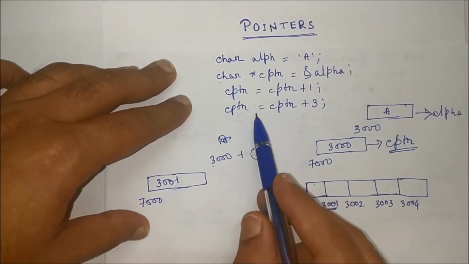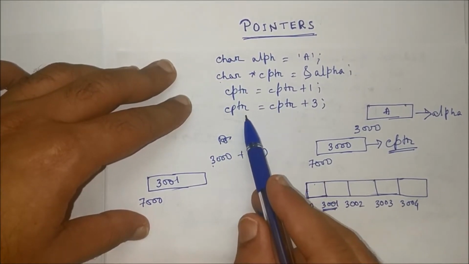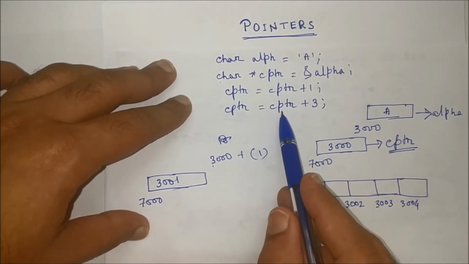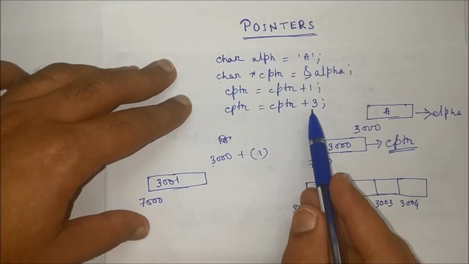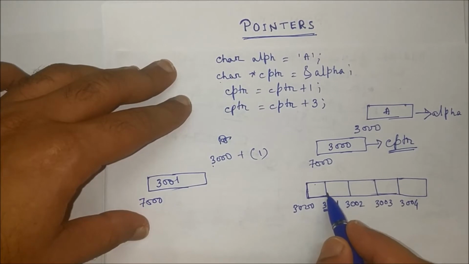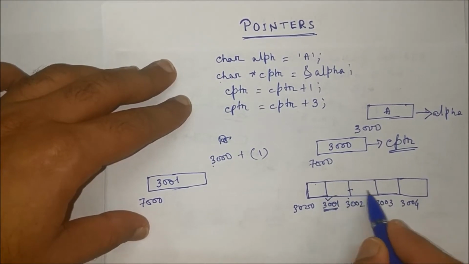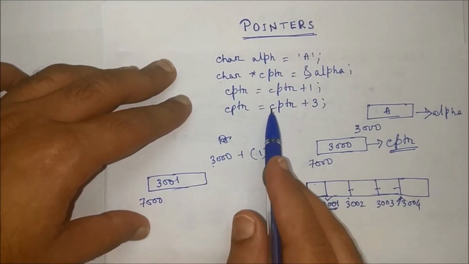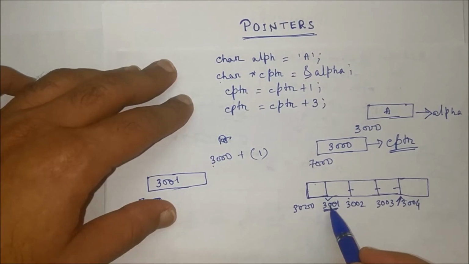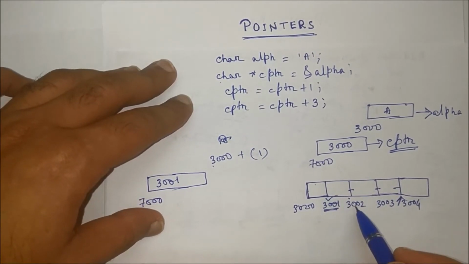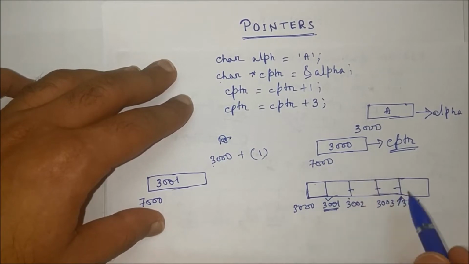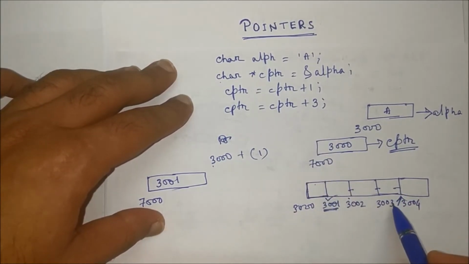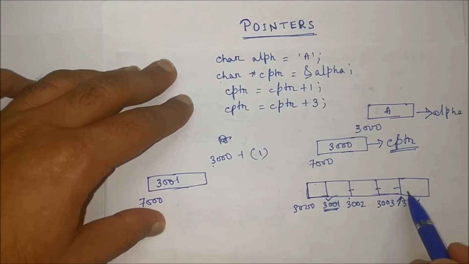Now if you come to the next statement, we are asking the compiler to perform cptr is equal to cptr plus 3. So we are asking the compiler to go 3 consecutive character locations ahead in the memory. It is now pointing to 3001, so this will be the first, second, third. Now it will be pointing to 3004. How does it come? Because cptr is already pointing to 3001, the next character location will be 3002, because each character is 1 byte long in the memory. So after addition of 3, it should go to the 4th character location. So it will be 3004.